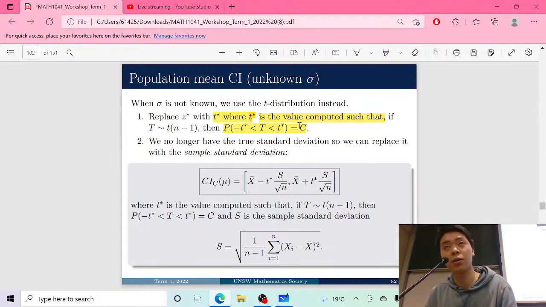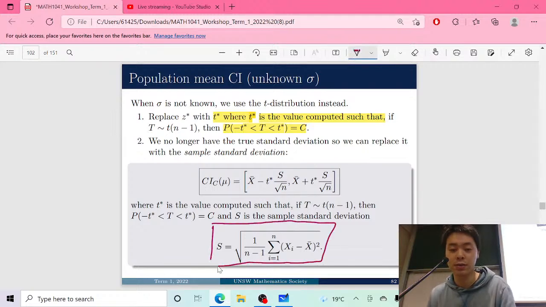And remember that we no longer have the true standard deviation, so that's no longer given to us. So instead of using the true standard deviation, what we can do is replace it with what we call a sample standard deviation. And the sample standard deviation is just this formula here. It looks very similar to a standard deviation, except you have one less degree of freedom here. So instead of dividing by n, you're actually dividing by n minus 1 here. But everything else works exactly the same.